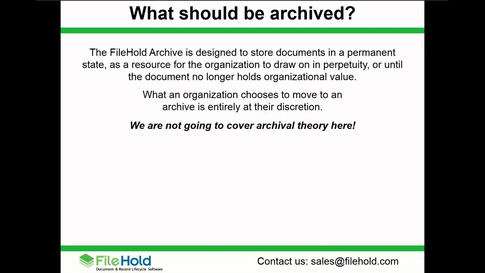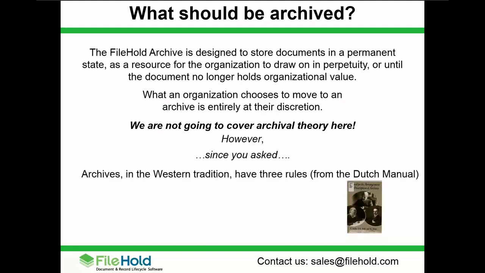We're not going to cover archival theory here today. It's a huge subject. It's an entire field of study unto itself. I don't want to start walking into archival theory. However, since you asked, archives in the Western tradition usually have three rules attached to them. There are three elements that we're looking for. This is from the Dutch manual, a 19th century document that outlines some of the basic principles of archiving. So something to be properly archived should have three elements to it.